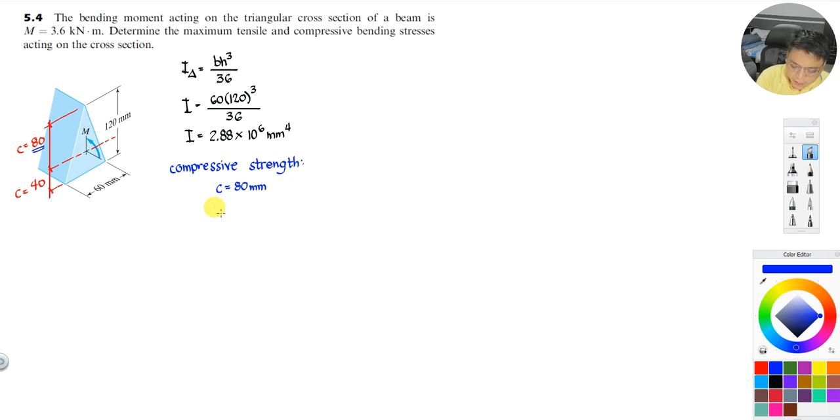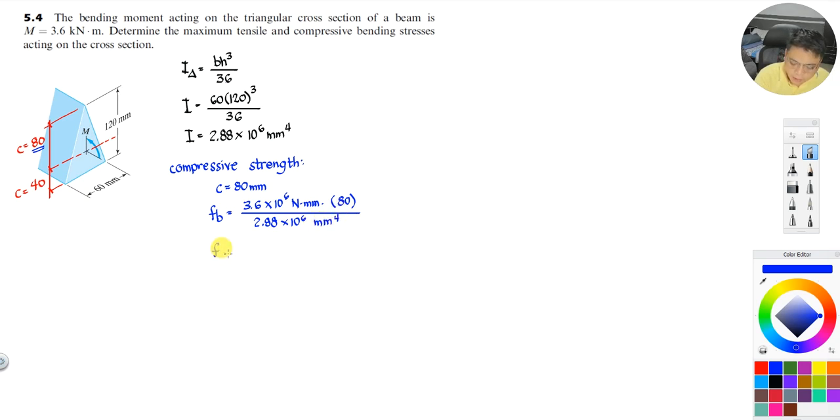Okay, so that I can now have the FB equals to the M, which is 3.6 kilonewton meter. Kaya lang na kilonewton meter, so para maging newton millimeter, pwede natin i-times 10 to the 6. So everyone is in newton, everything is in millimeter, so the resulting would be in megapascal. Okay, ano ang ating C? We can have it as 80 all over the I. Ang I natin, we have 2.88 times 10 to the 6 mm to the 4.